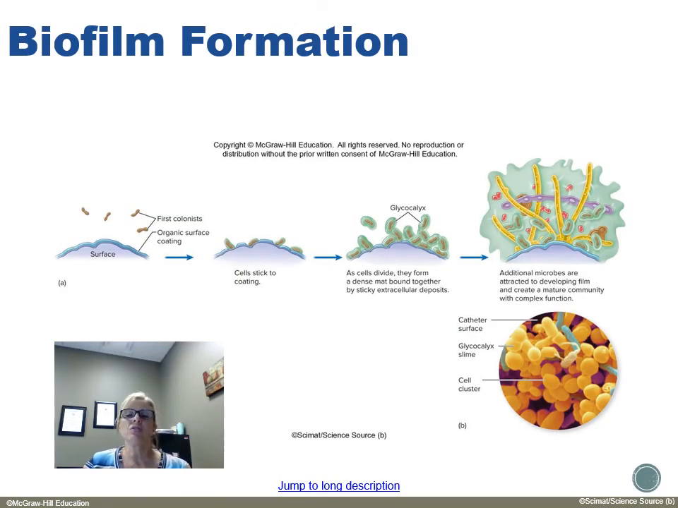This is a good illustration of how a biofilm can form. You get a few bacteria here. That's the first colonists adhering to the surface, and then they're going to divide and make kind of a little mat, and eventually they're going to create this complex community. You can see way down here, you can't get to these bacteria. You can't treat them.